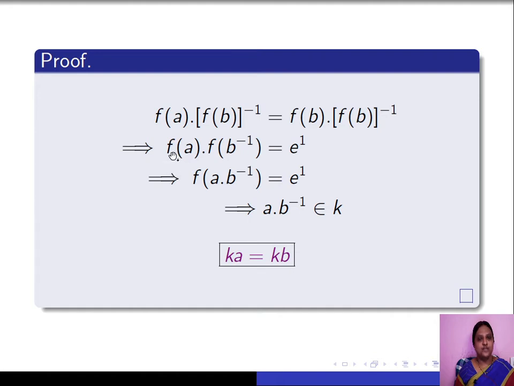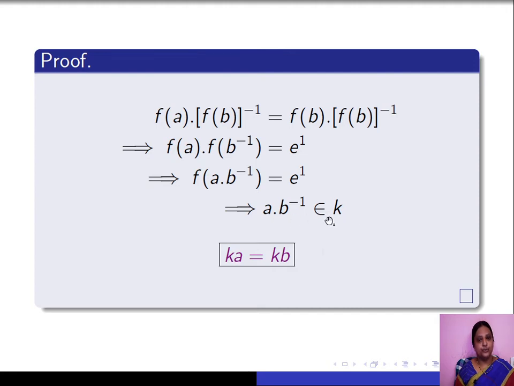Now which implies what? f is the homomorphism. So f of a into f of b inverse can be written as f of a into b inverse, is equal to e dash. So here observe the image of a into b inverse is equal to e dash. What is the meaning of that? If the image of any element is e dash, that means that element belongs to the kernel. So here a into b inverse belongs to k.